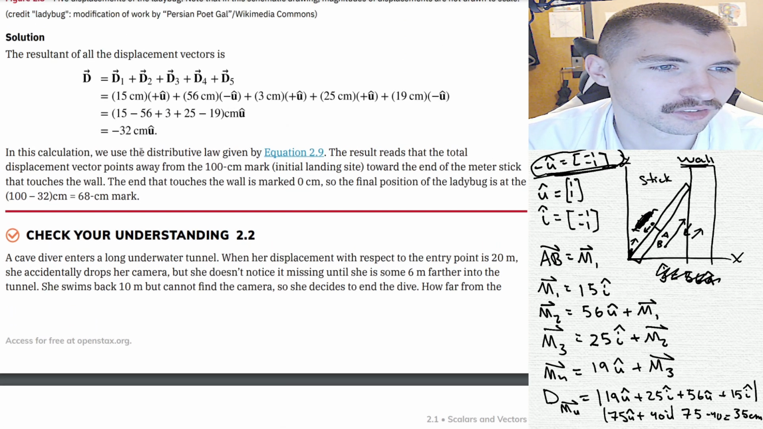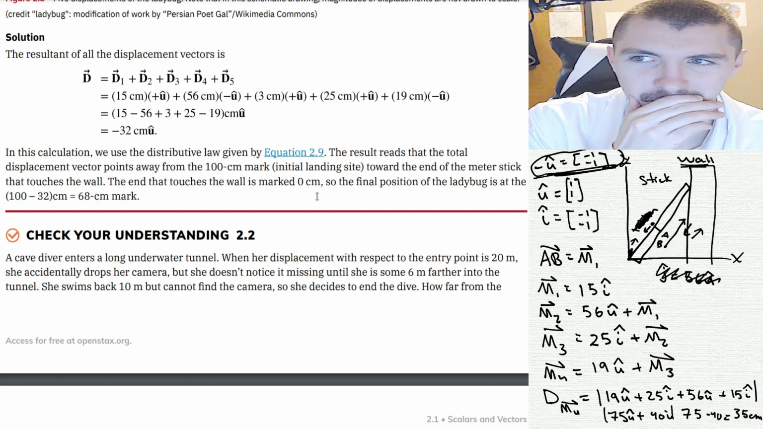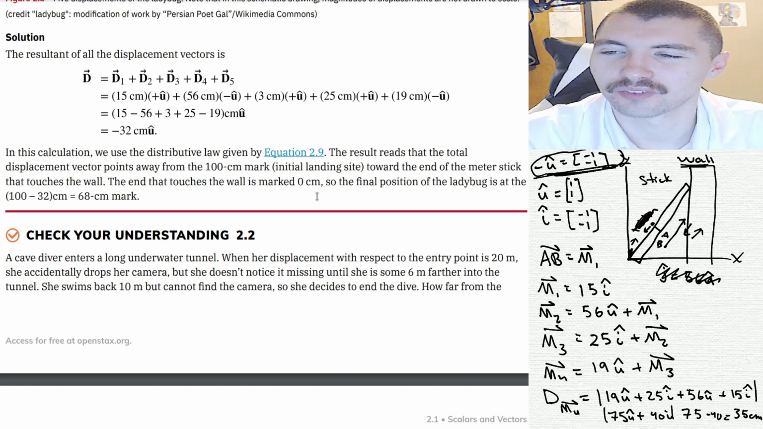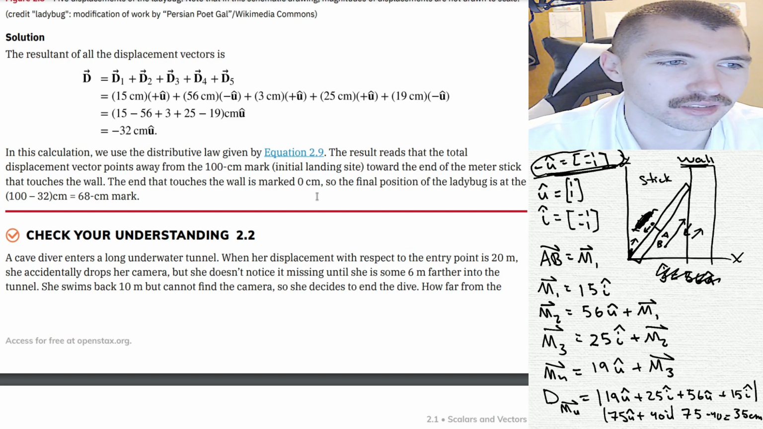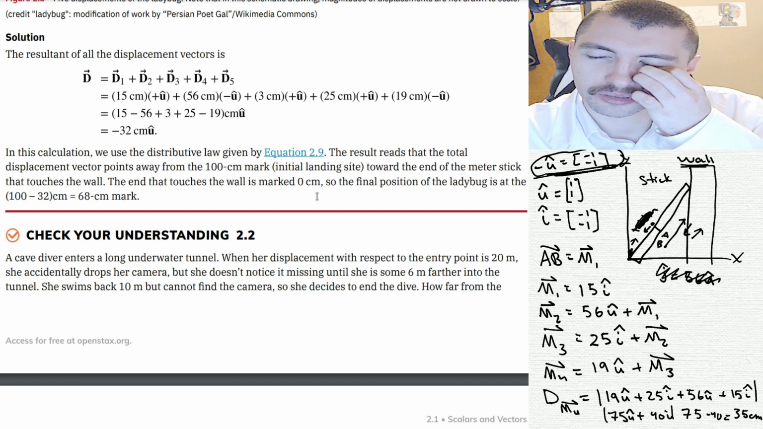In this calculation, we used the distributive law. Final position would be 100 minus 32.